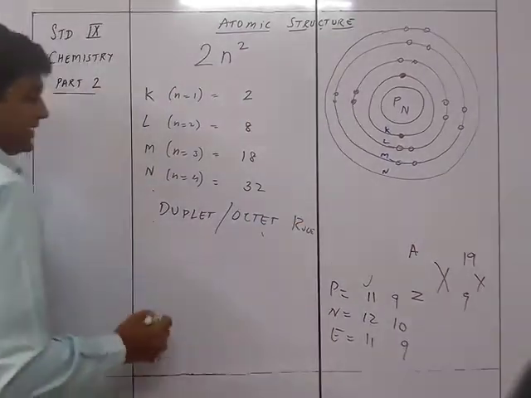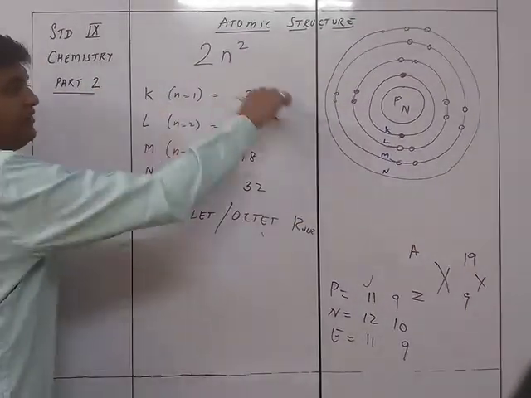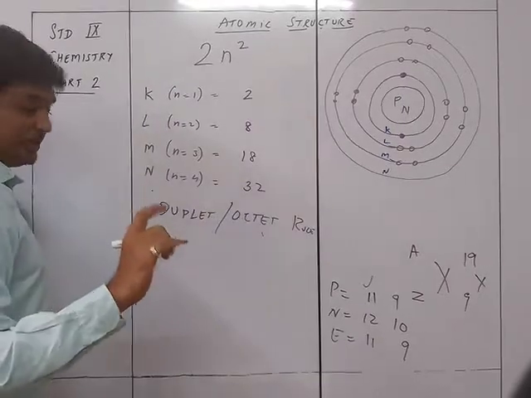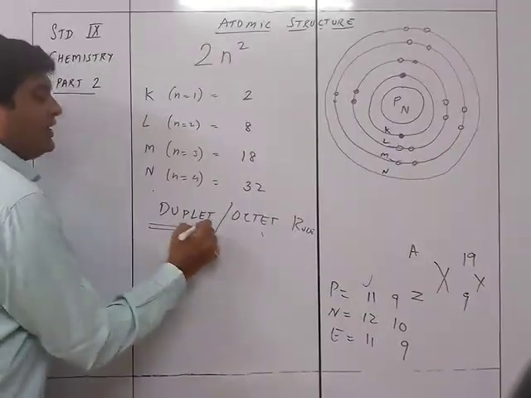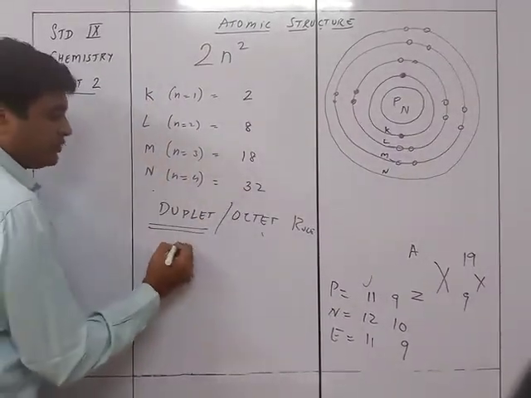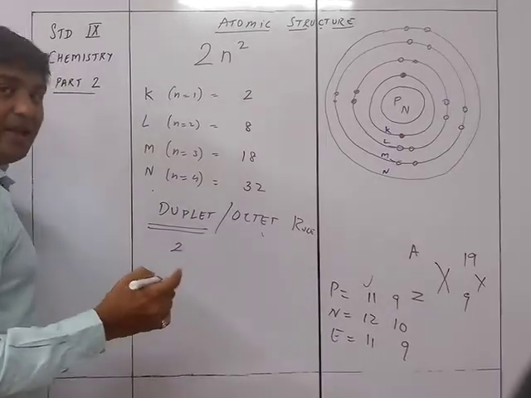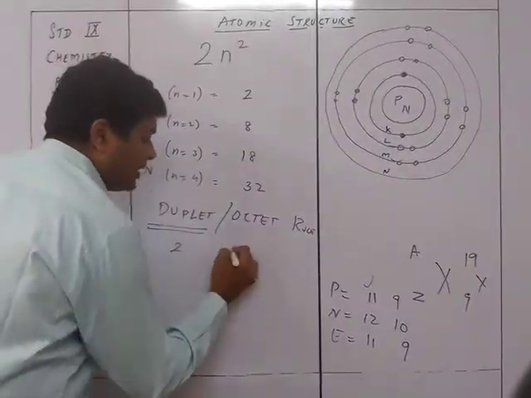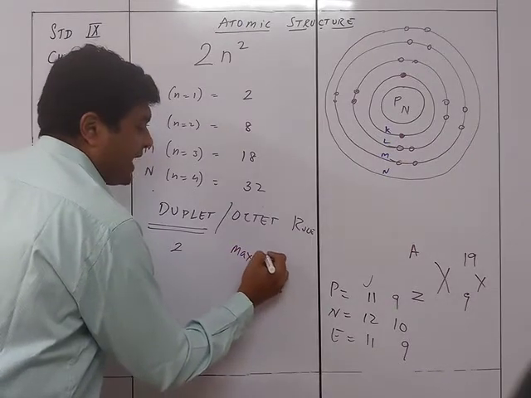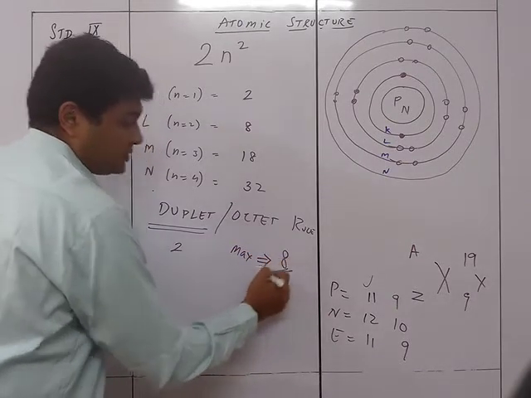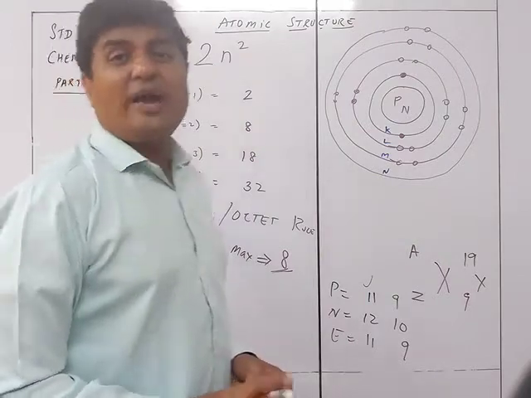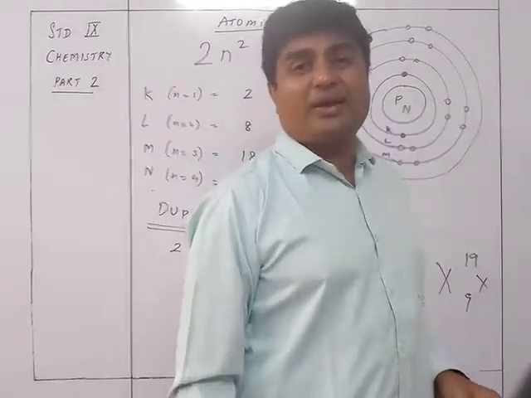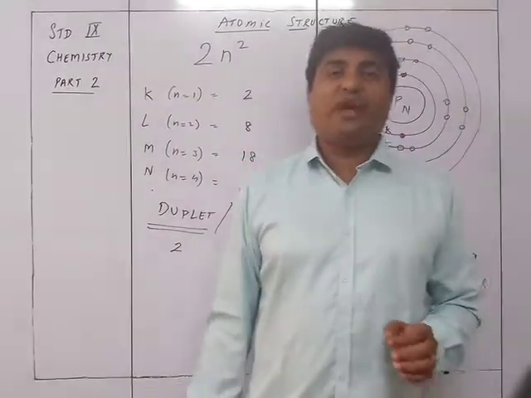So what does it say? If an atom has only one shell, then the maximum number of electrons which can be present is only 2. But for any other shell other than the first shell, the maximum number of electrons it can have is 8. You cannot accommodate more than 8 electrons in the outermost shell of any atom.